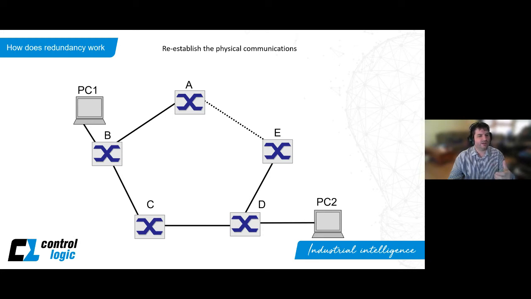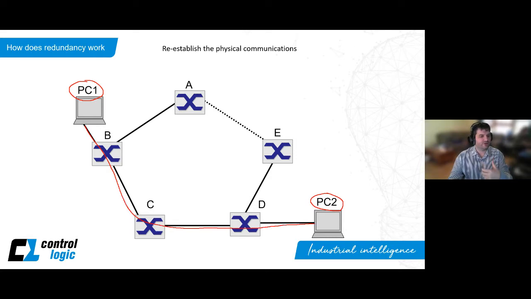So when everything's working normally, data from this PC in the top left will travel down to the PC in the top right, and it will not be able to pass this link because it is redundant. That means the data has to pass this way to get down to PC2.